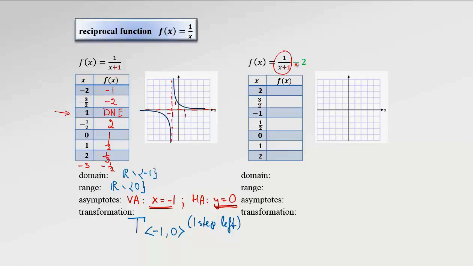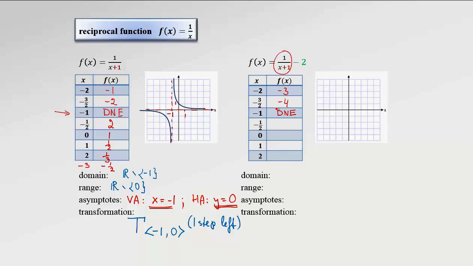We just need to subtract 2 from the previous column. So at -2, we have -1 minus 2 is -3. At -3 halves, we have -2, -2 is -4. At -1, the value didn't exist, so we can't subtract 2 from something that wasn't available in the first place. Therefore, for this function, the value at -1 also will not exist.